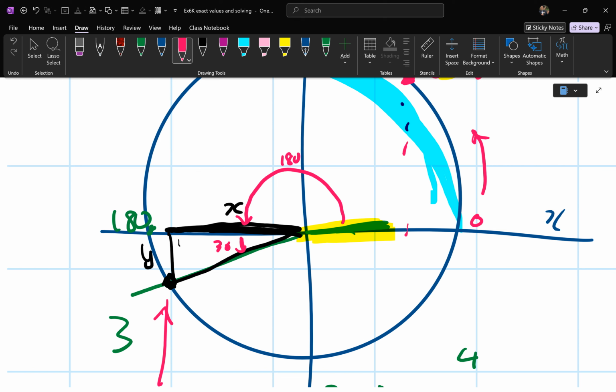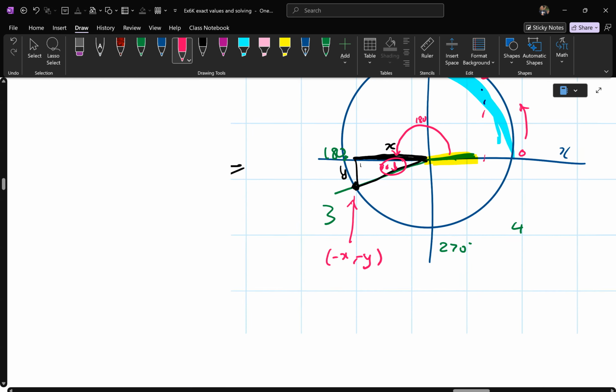And that could change. It could have been 260, for example. So if it was 260 degrees, then 260 take away 180 will give me that 70 degrees. So it doesn't have to be the special angles. The point is, what is the angle of the triangle you're drawing?